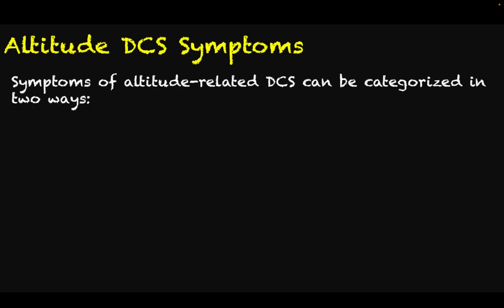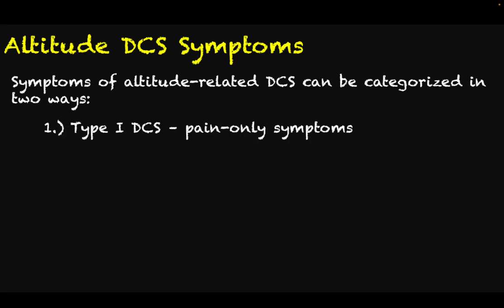So if we're focusing specifically on altitude DCS symptoms, we can categorize them in two different ways. First, we have the type 1 DCS symptoms, and these are really just inconveniences. These are pain-only symptoms. They are more irritating than anything else, but what they do signify is the early warning signs of decompression sickness, and when these things show up, and hopefully you will learn to recognize them when they occur, you recognize that, okay, this needs to be addressed. We're at too high of an altitude. We have maybe lost cabin pressurization.